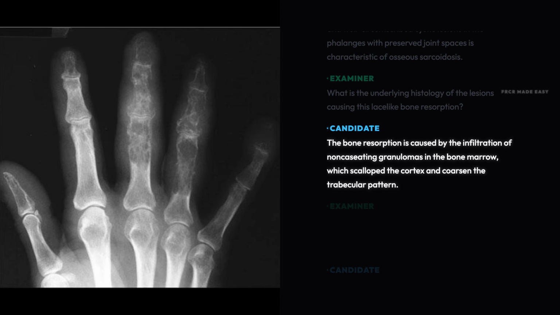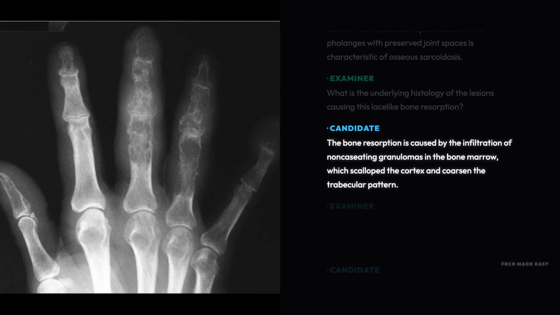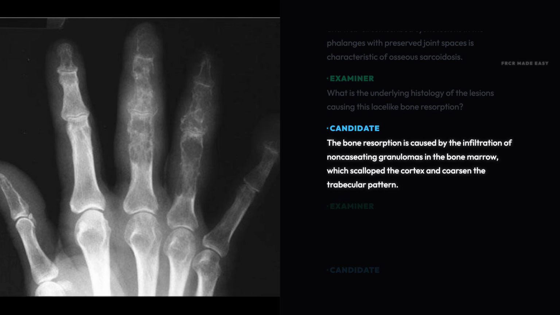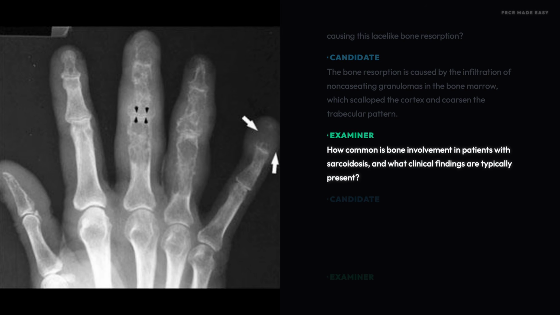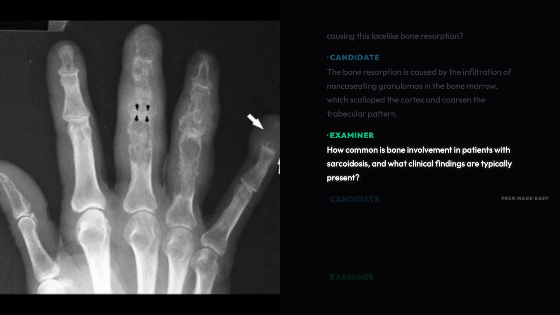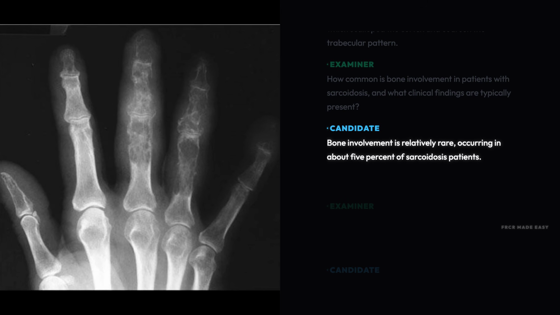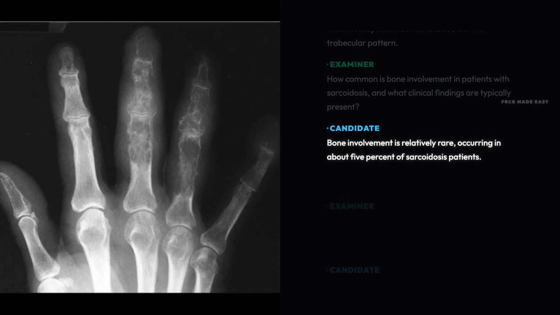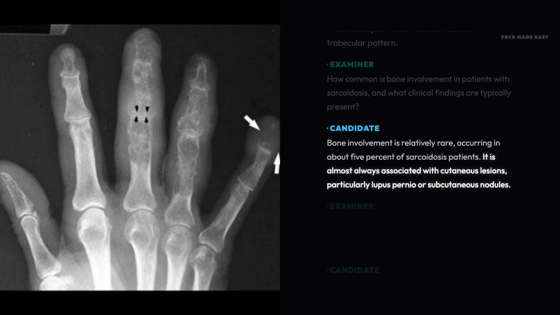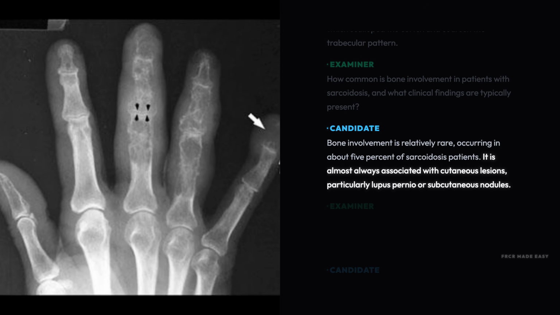The bone resorption is caused by the infiltration of non-caseating granulomas in the bone marrow, which scallop the cortex and coarsen the trabecular pattern. How common is bone involvement in patients with sarcoidosis, and what clinical findings are typically present? Bone involvement is relatively rare, occurring in about 5% of sarcoidosis patients. It is almost always associated with cutaneous lesions, particularly lupus pernio or subcutaneous nodules.